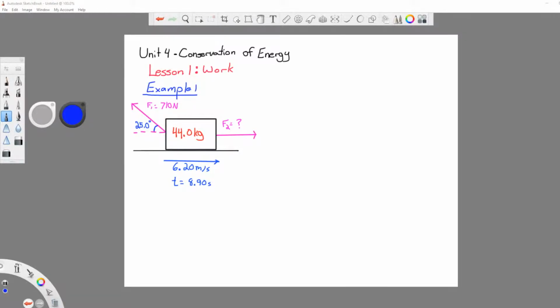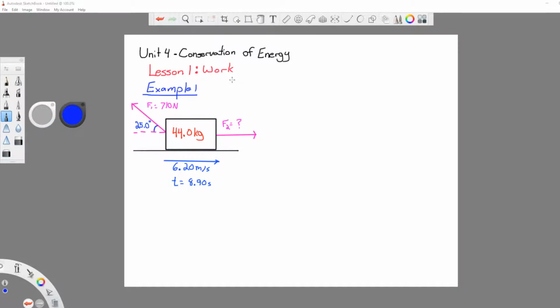All right, welcome to Unit 4 on conservation of energy. In this first video, we're going to be talking about the first lesson. Lesson number 1 is on work. Before jumping into this example number 1 problem that I have written up here, I'm just going to give a little bit of a rundown on what work is.